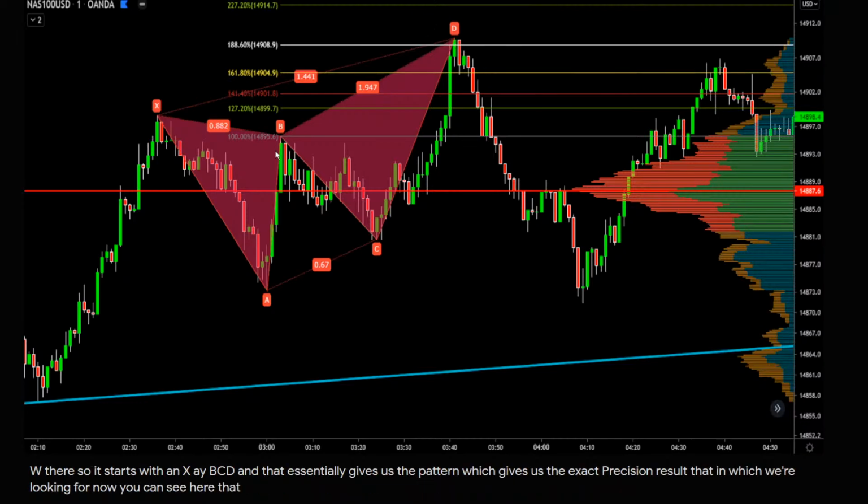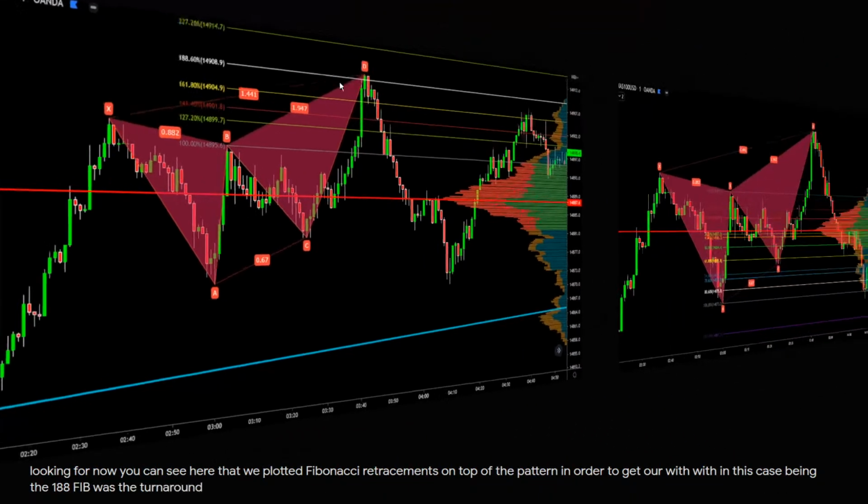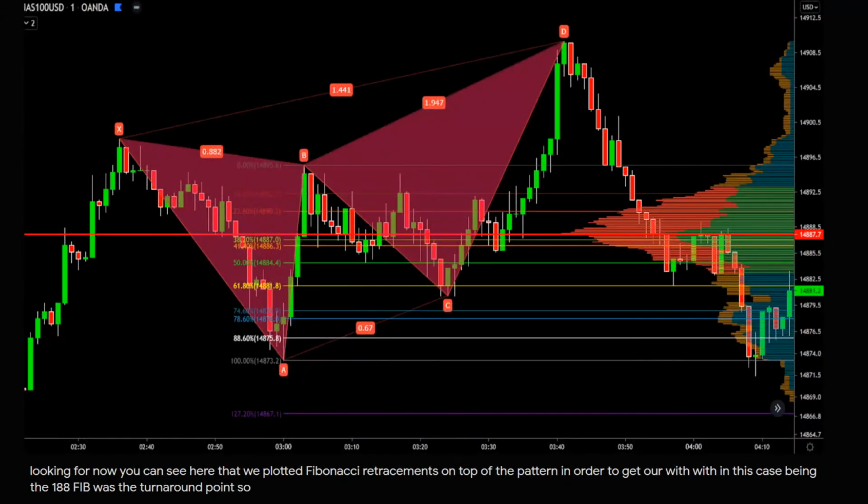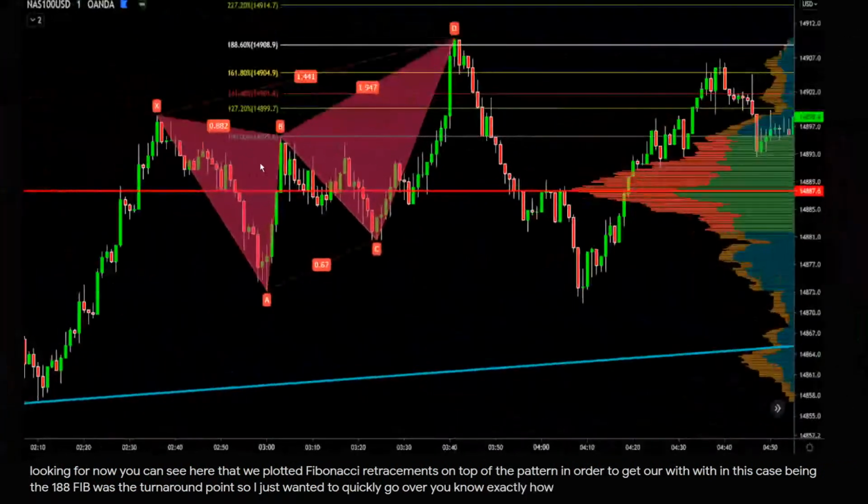Now you can see here that we've plotted Fibonacci retracements on top of the pattern in order to get our exact entry and exit points. With in this case being the 188 fib, it was the turnaround point. So I just wanted to quickly go over exactly how, in this case, this harmonic pattern was analyzed.